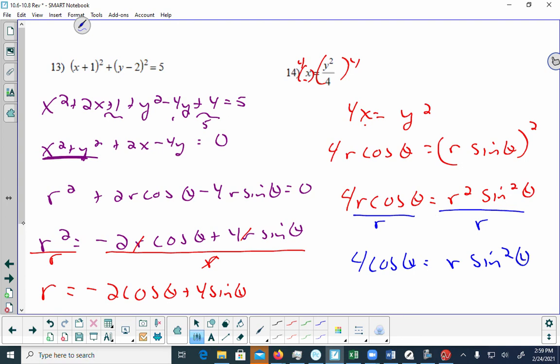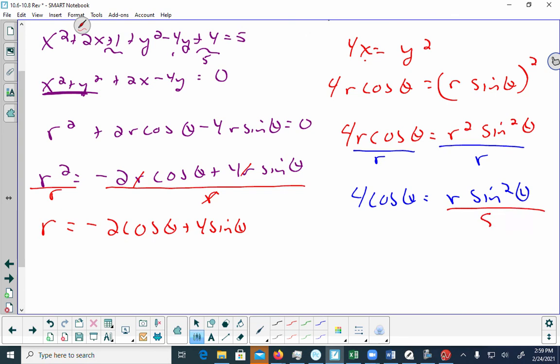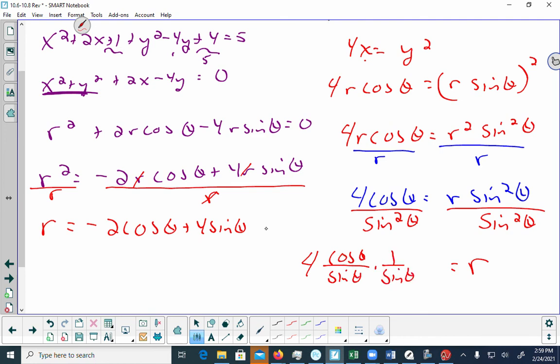I want r on one side by itself, so I am going to divide both sides by sine squared. And when I do that, this will just be r, this will be 4, and then I'm going to have cosine theta divided by sine theta times 1 over sine theta. That'll give me that sine squared theta. So r is going to equal 4. Cosine over sine is cotangent. 1 over sine is cosecant. So r is going to equal 4 cotangent theta cosecant theta.